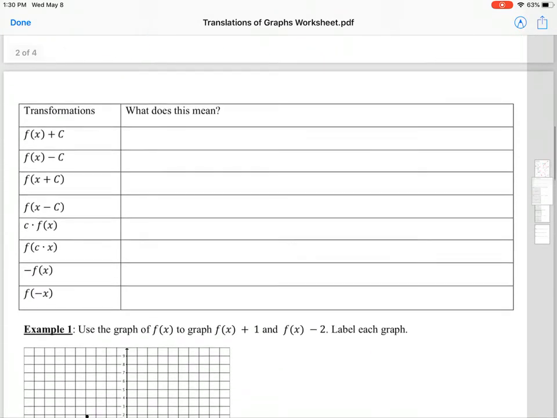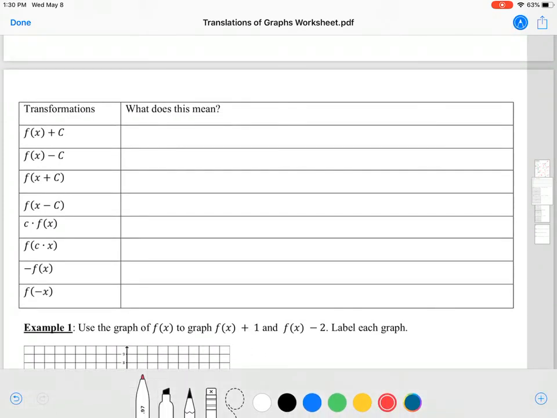Okay, now we're going to get into the actual rules of graph shifting. So if I have a function, f of x, and I just add some constant to it, then this is going to be a vertical shift up c units. So for example, if f of x is x squared and I add 2, then that means I take my mother function of x squared and everything gets bumped up 2.